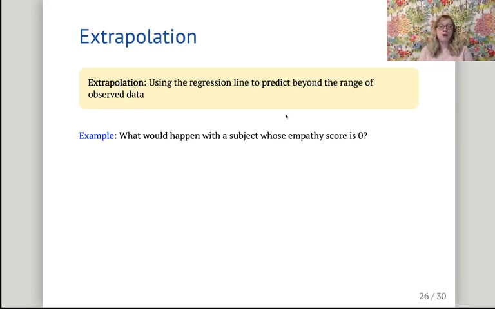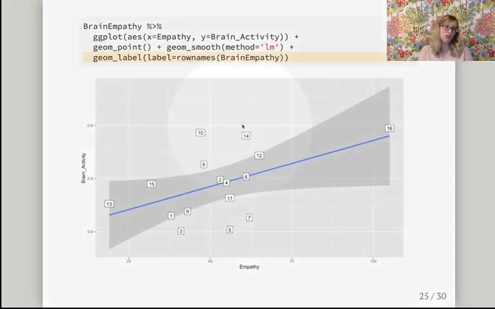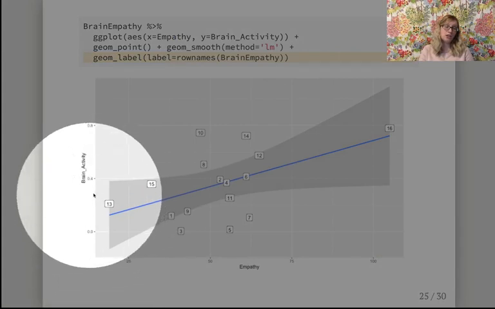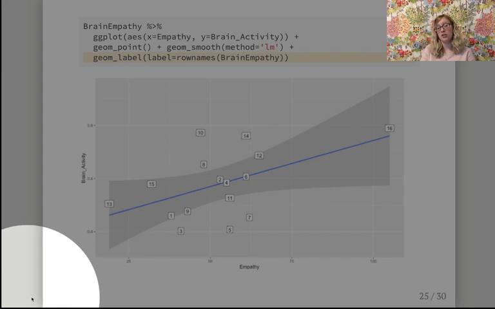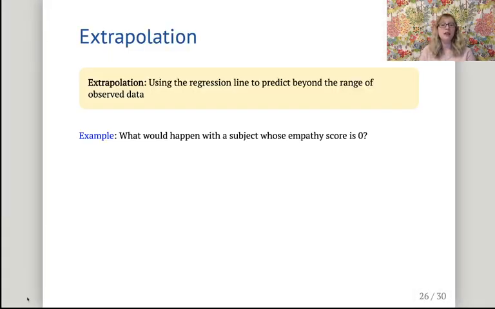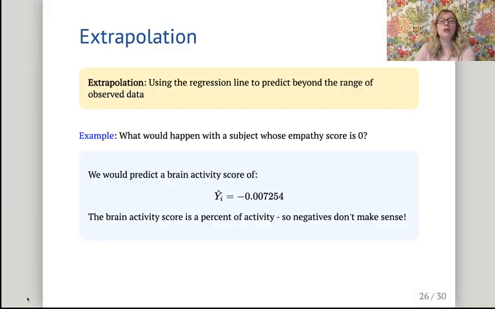So for example, what happens if we've got a subject whose empathy score is 0? The lowest empathy score we actually observed in this data was about 20. So we're pretty far below the observed range of values. This particular person we would predict to have a brain activity score of negative 0.007. This brain activity score is negative. We can't have negative percents of some baseline activity. So we get a prediction that just doesn't make sense. It's not reasonable given the data.